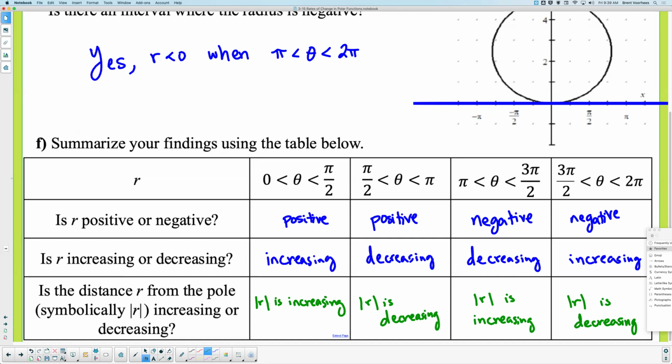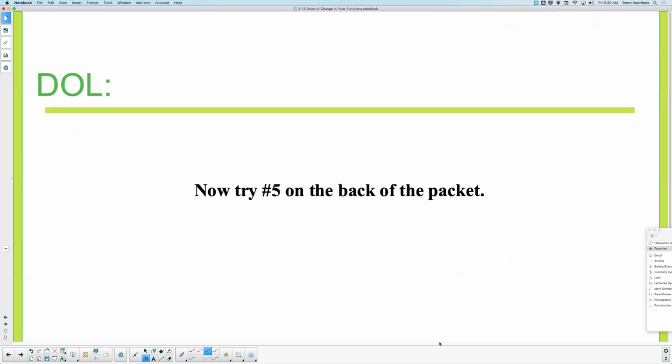Now, that's example one. I'm going to walk through this with you today 4 times. That's our goal. At this time, I want you to stop. Let's see what you learned this first time around, and then we'll try example 2 and see what we can get there. So DOL number 5.